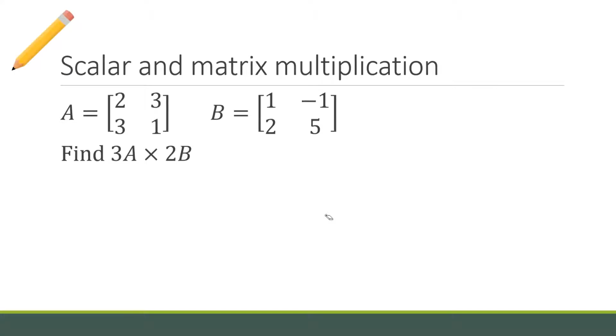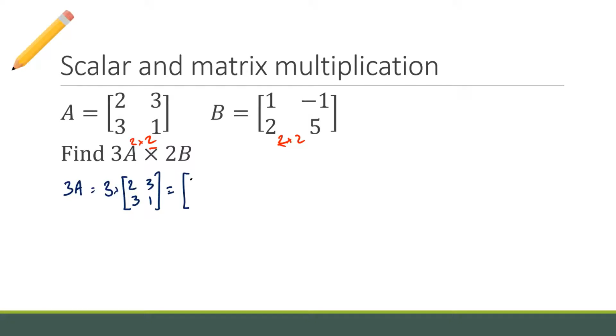First things first, is it doable? Let's just check that. Well, this is a 2 by 2 matrix, and this is a 2 by 2 matrix. So therefore 2, 2, it can be done. So how do we do this? Well, this is how I would do it. The first step is I work out what 3A is. Now 3A, that's going to be 3 times the matrix 2, 3, 3, 1. And if you remember, when we multiply by a scalar, each term gets multiplied by 3.